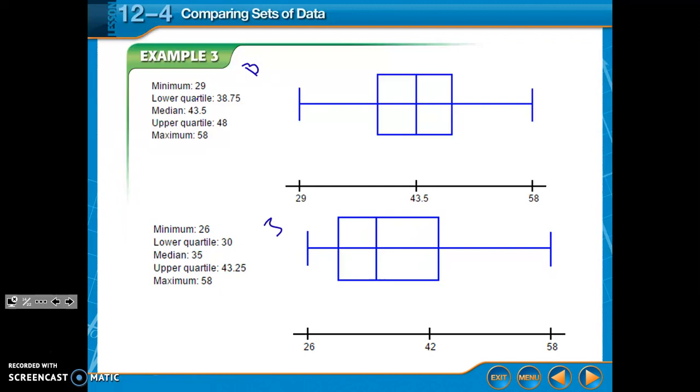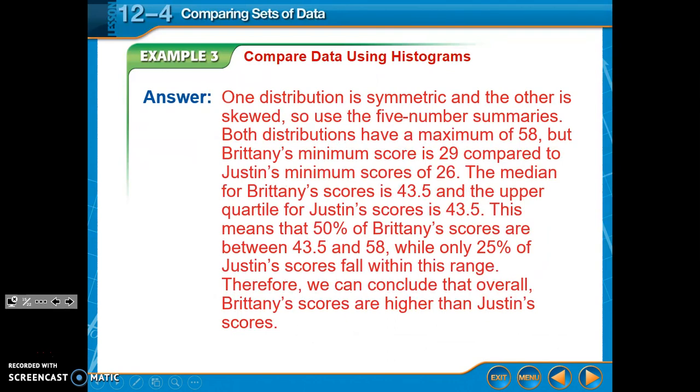So if I'm looking at Brittany's, her minimum is 29, and his minimum is 26. Whereas they both have the same maximum score. They both scored the highest. They both have the same best score. However, if we're looking at Brittany's overall, she has about half of her scores, right? Because this is the second quartile or the median. So half of her scores are better than 43.5, whereas half of his scores are better than 35. So overall, she had more high scores than he did. So if you want that paragraph form, you can pause this and just analyze what this all says.